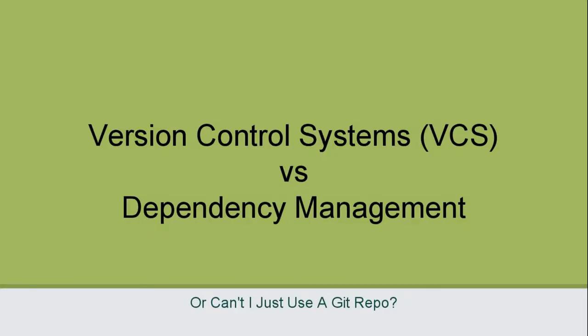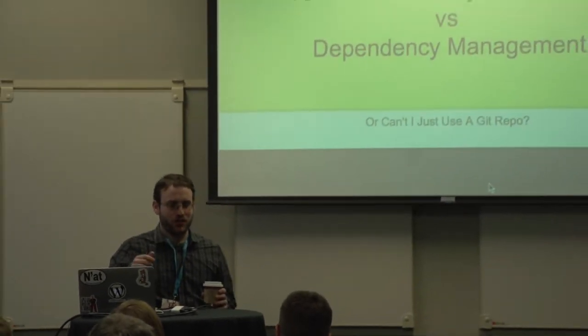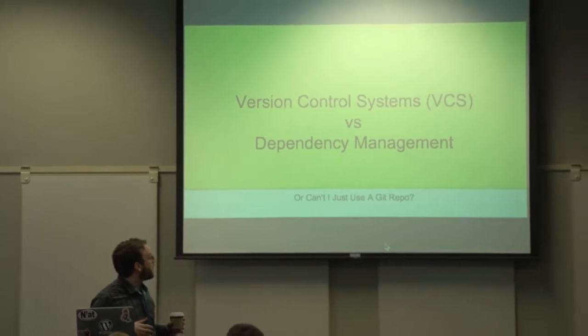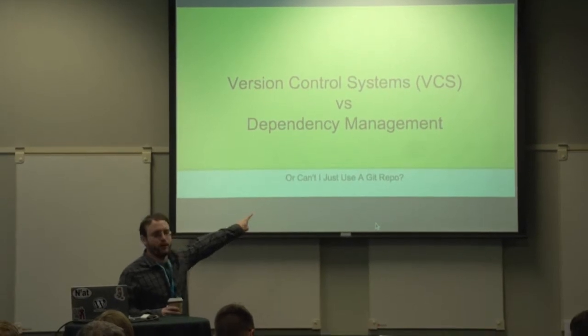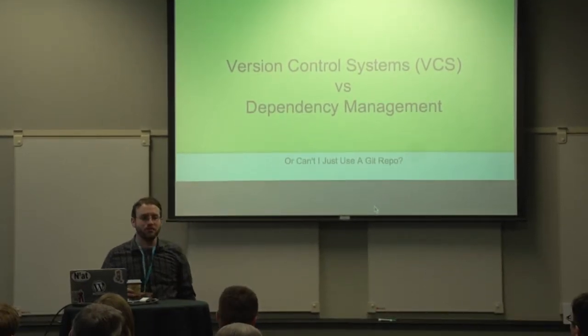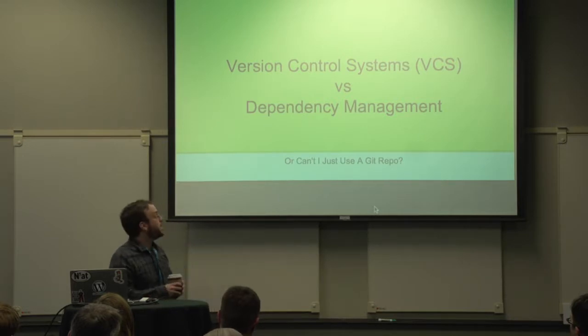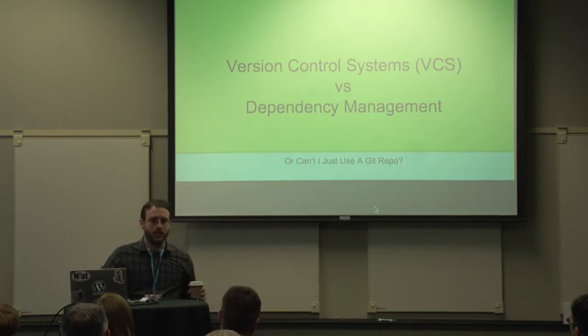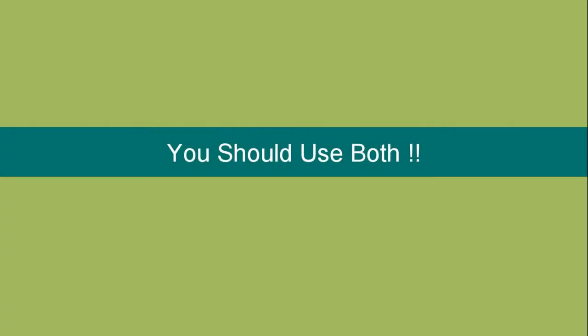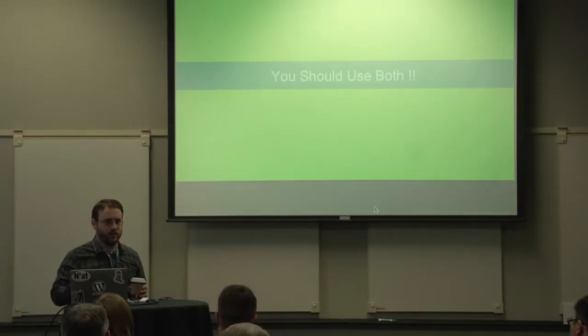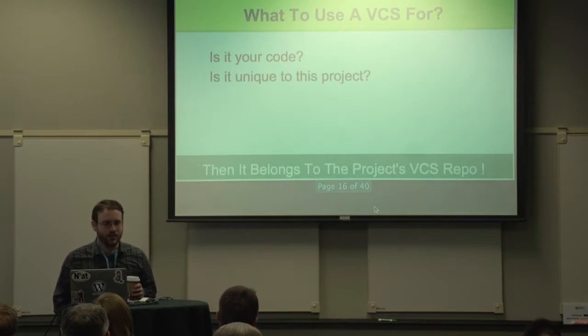Before we go too far, though, version control systems, VCS for short, or Git for short, versus dependency management. Because if you're new to this, there are no other version control systems that make sense, so we can just call it Git. This is a question that's going to come up, and this is a healthy question. Why can't I just use a Git repo? You're going to, but we're going to talk about your Git repo for a project, and a project could be a site, a plugin, or a theme, versus what's going in Composer. Because you should use both, right? I'm by no means saying you're not going to use Git, because that would be insane. It's a terrifying world that keeps us up at night.